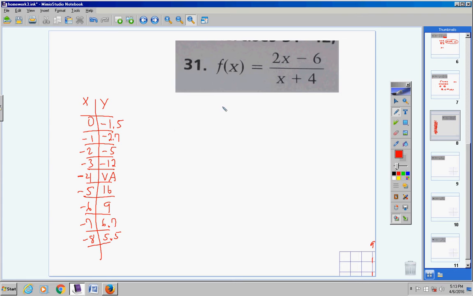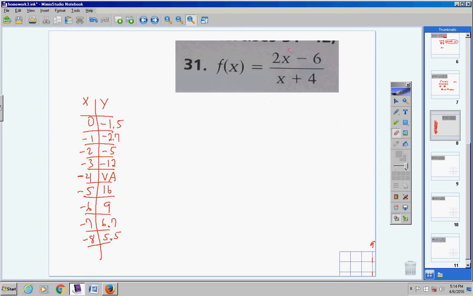Plus, I've only given you 4 of these on purpose. So negative 2 in for x. 2 times negative 2 is negative 4, minus 6, negative 10. Put a negative 2 right here. Negative 2 plus 4 is 2. That's negative 10 over 2. That's negative 5.